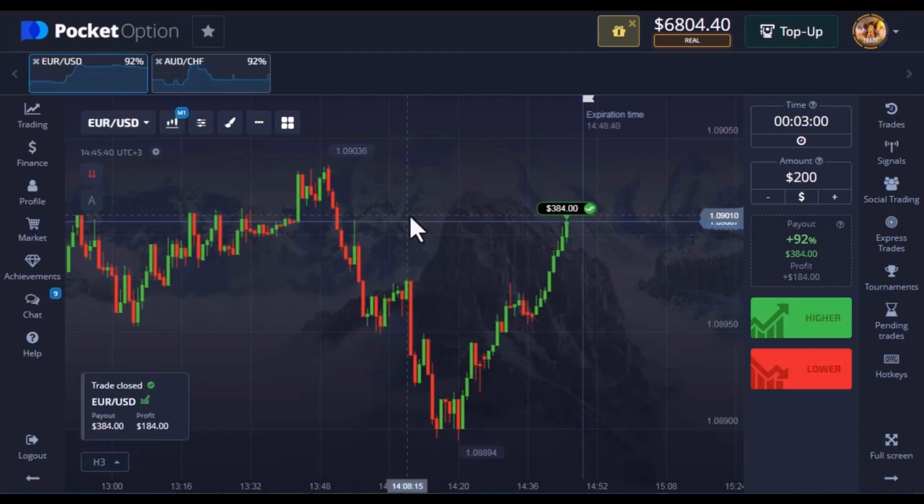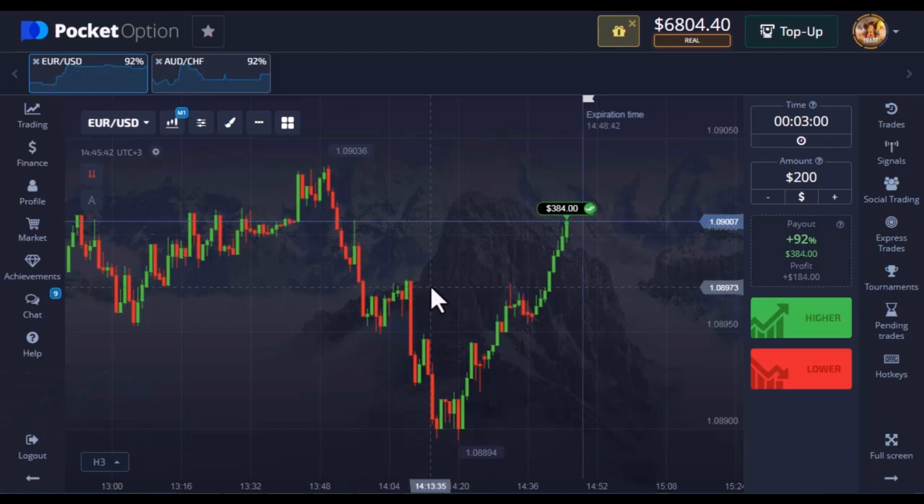This is the basis. Guys, it's amazing to see that our first pair for today ended in the way we wanted, and it gave us some profit.